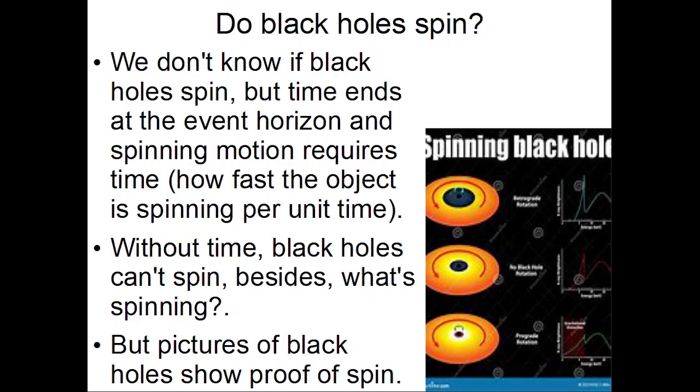Do black holes really spin? We don't really know, since we can't see the black hole. But time ends at the event horizon, and spinning motion requires time: how fast the object is spinning per unit time. Without time, black holes can't spin, besides exactly what's spinning. But we have pictures of black holes which show proof of spin.